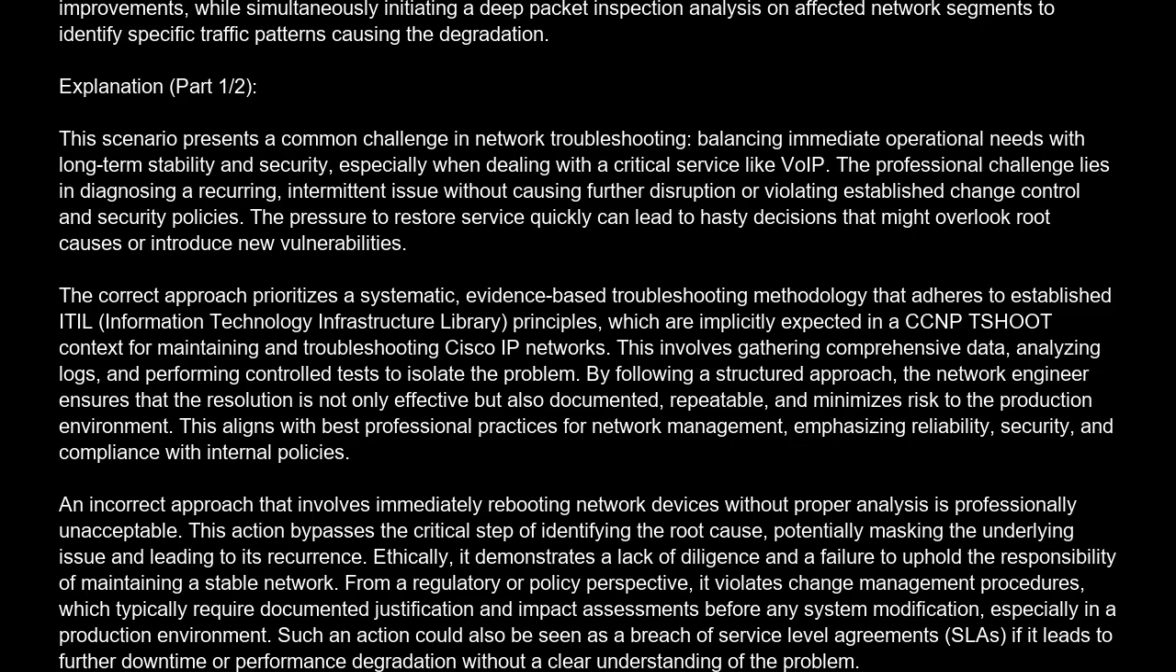The correct answer is C. Implement a temporary, broader CoS policy that prioritizes all real-time traffic aggressively and monitor for improvements, while simultaneously initiating a deep packet inspection analysis on affected network segments to identify specific traffic patterns causing the degradation.